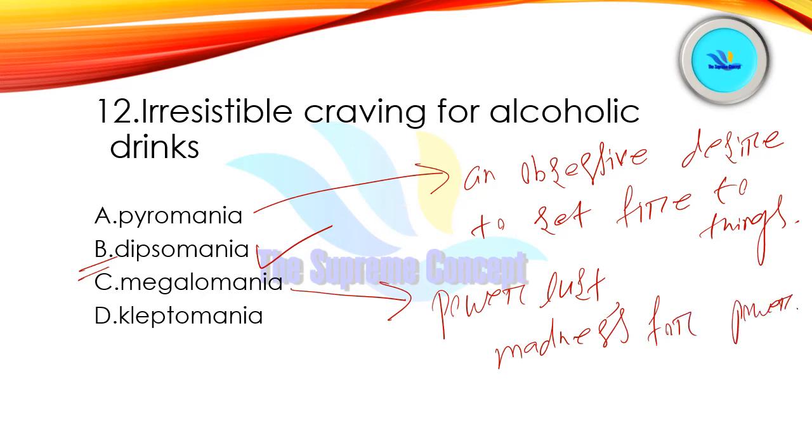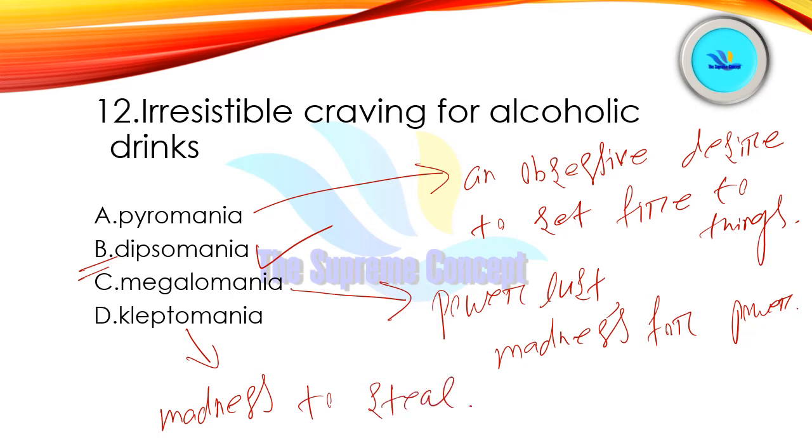Alright, so we can say no obsession with the exercise of power. Then we have kleptomania. Kleptomania means a recurrent urge to steal, or we can say madness or obsessiveness to steal things.